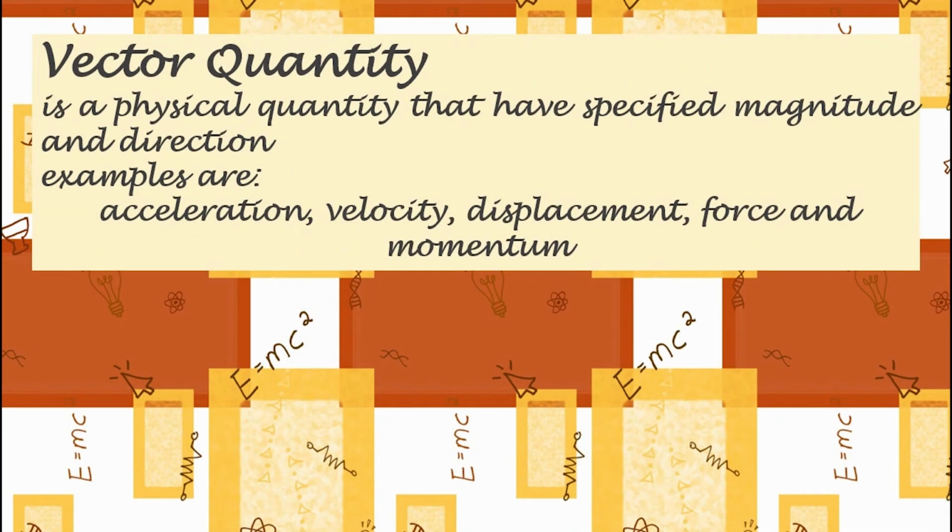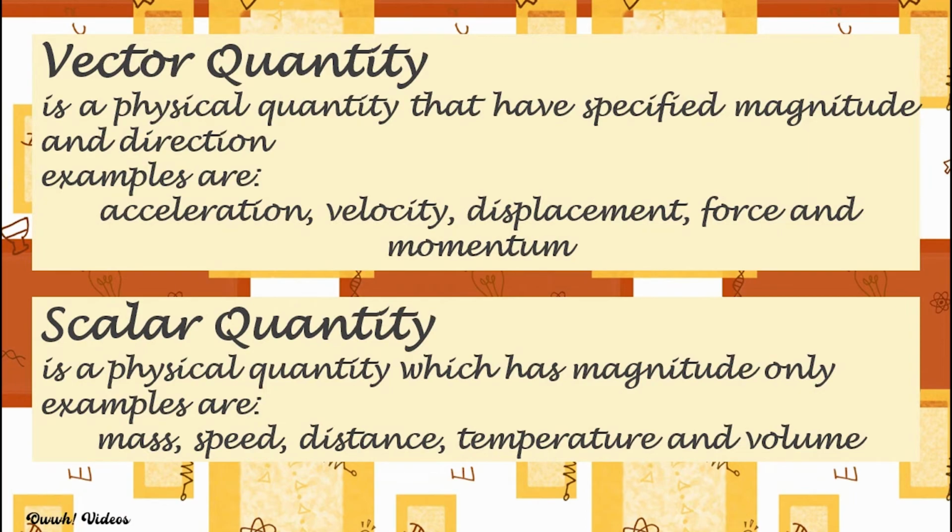Vector quantity is a physical quantity that has specified magnitude and direction. Examples are acceleration, velocity, displacement, force and momentum. Scalar quantity is a physical quantity which has magnitude only. Examples are mass, speed, distance, temperature and volume.